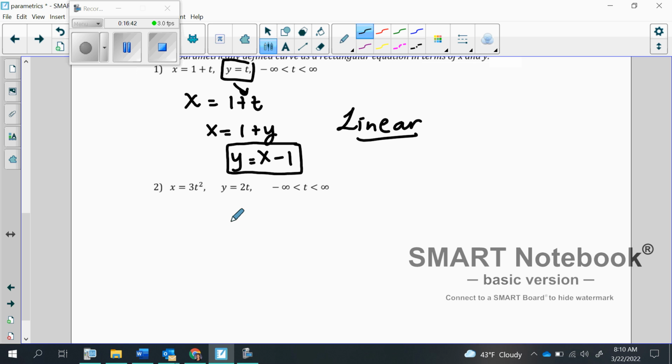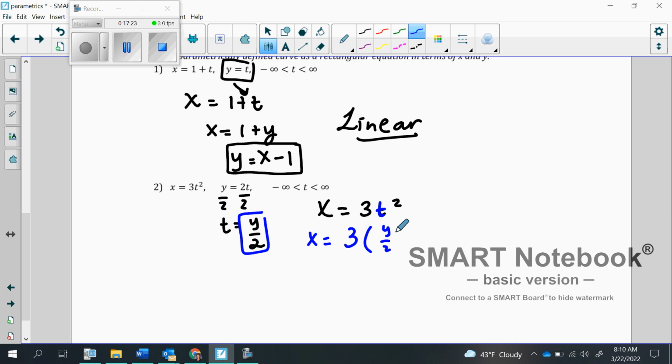The next one is a little bit more challenging when, like I said, both of the functions are not linear. So looking at these, which one is easier to isolate? It's a lot easier to isolate t and get t in terms of y. So t would equal y over 2. Why would I want to do that? Why would I want to get t alone? Well, I want to get t alone because I want to replace t with something in terms of x and y. So in x equals 3t squared, I'm going to replace the variable t with y over 2.